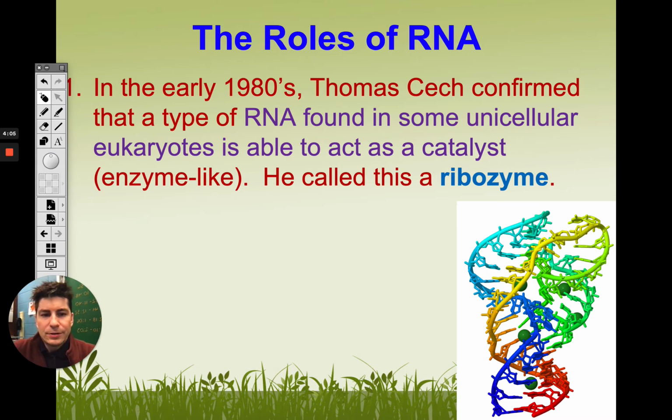So a bit after we started studying all this stuff, in 1980, so really not that long ago, 40 years ago, a scientist named Thomas Cech confirmed that there is an RNA found in eukaryotes that's able to actually act like a catalyst. It's able to act like an enzyme, which again is a type of protein. He called this a ribozyme.